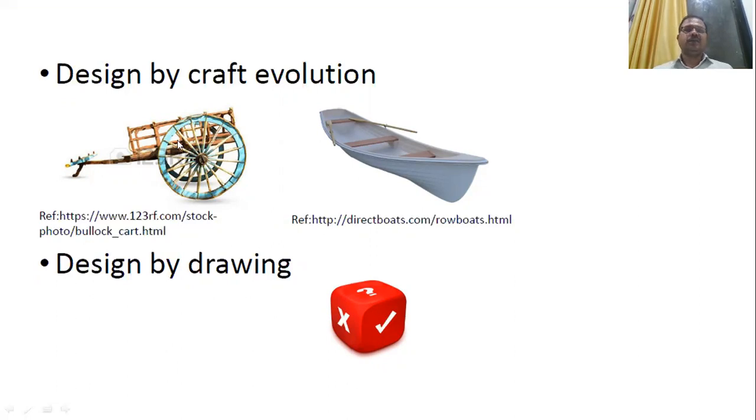Each method has its own advantages and disadvantages. The disadvantage of design by craft evolution is that the manufactured parts were bulky and cannot be manufactured in mass, right? While in this second method, we can design an optimized product and mass production is possible.